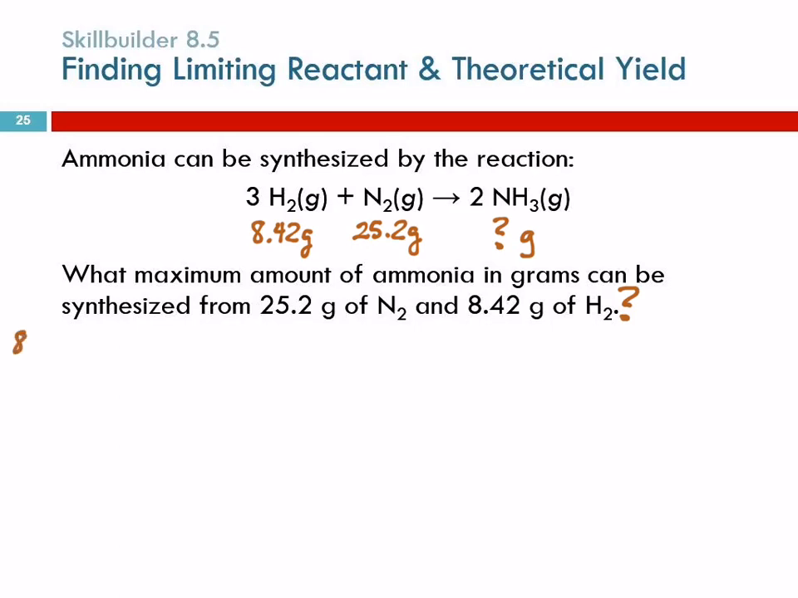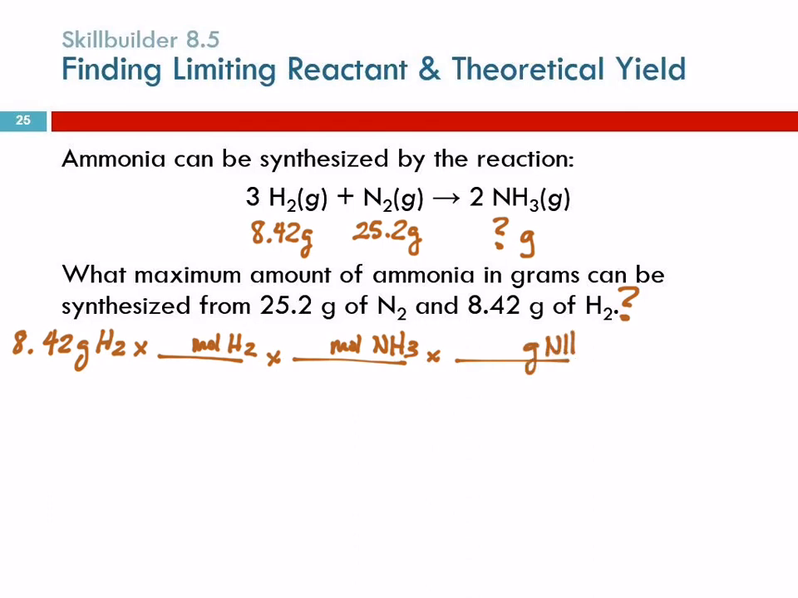So I'm going to start with hydrogen. You can start with the nitrogen. I just like to start with the first one first. You can be different and do the other one first. 8.42 grams of hydrogen. Grams to moles to moles to grams. So first I need to convert from grams of hydrogen to moles of hydrogen. Then I'm going to convert to moles of the product that I want to find. And then I'm going to go to grams of that product. Grams to moles to moles to grams.